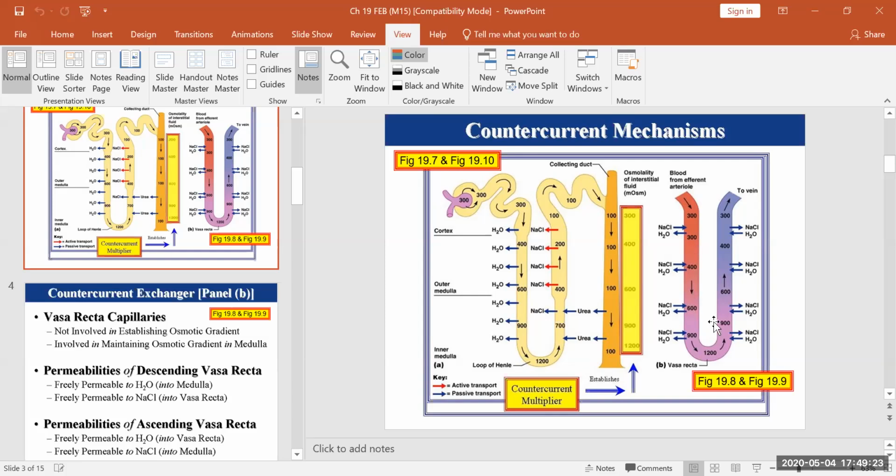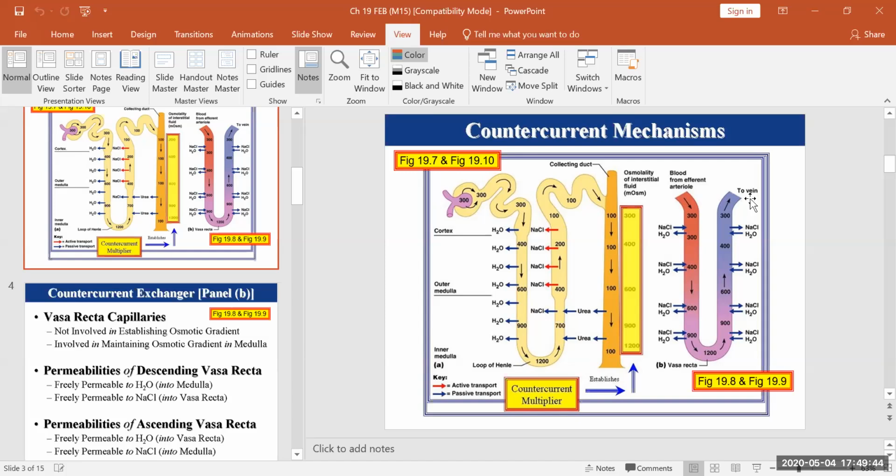Same thing with the vasa recta. The descending limb of the vasa recta also goes down toward the tip of the vasa recta. And the ascending limb goes up in the opposite direction, going back to the vein here. Okay.